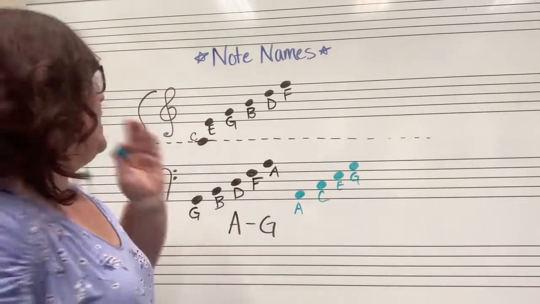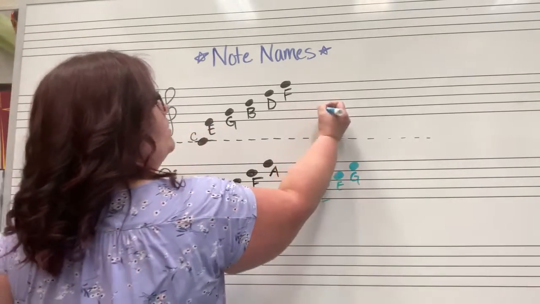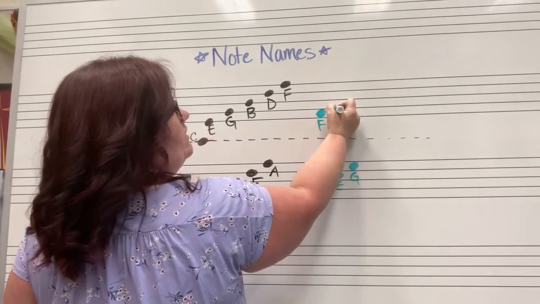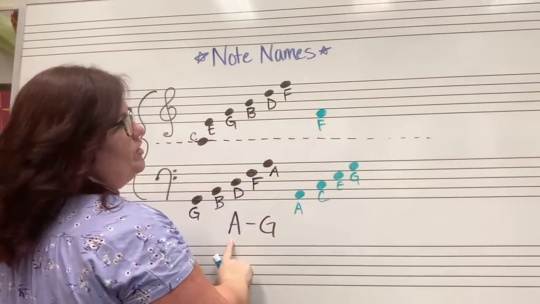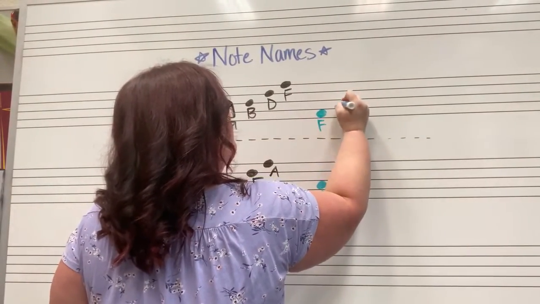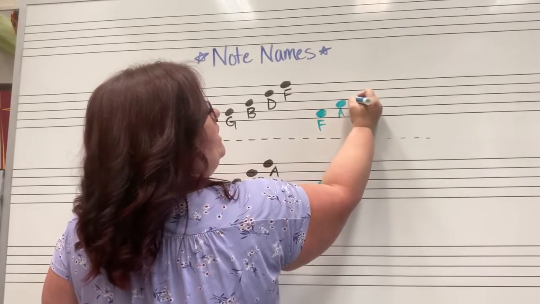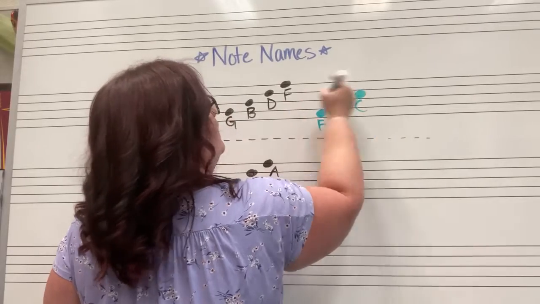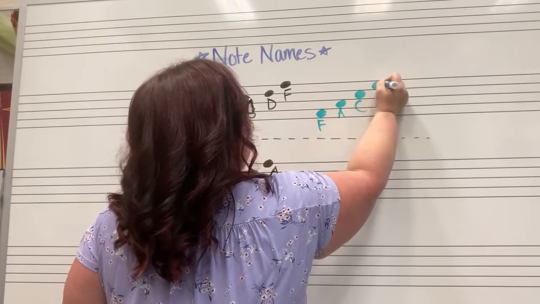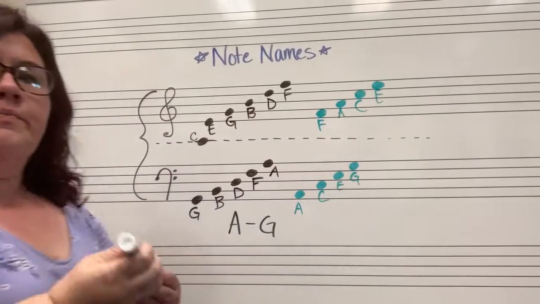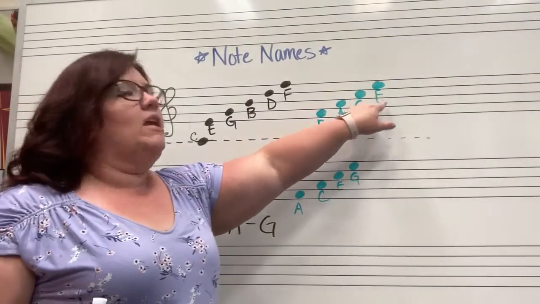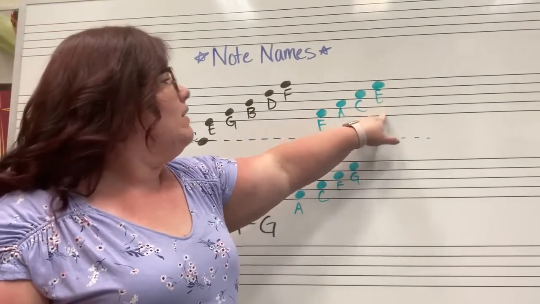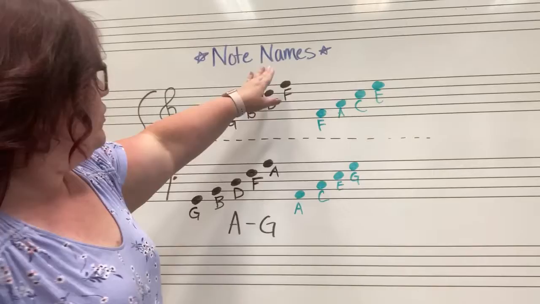So let's go to our spaces. Our bottom line is E, so this space would be F. Line is G. After G, what do we go back to do? A, B, C for the next space. D is this line, so we've got E. Now this one is an easy one. So here we've got F-A-C-E. Look at that face in the space. F-A-C-E in the spaces. And it continues on and upward.